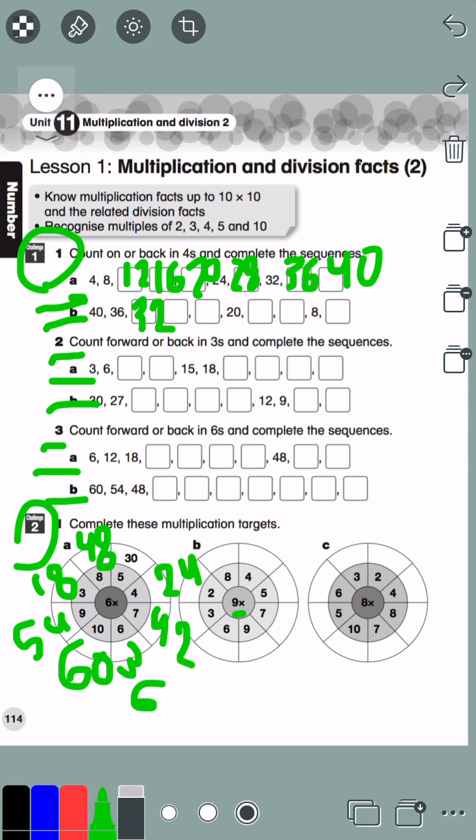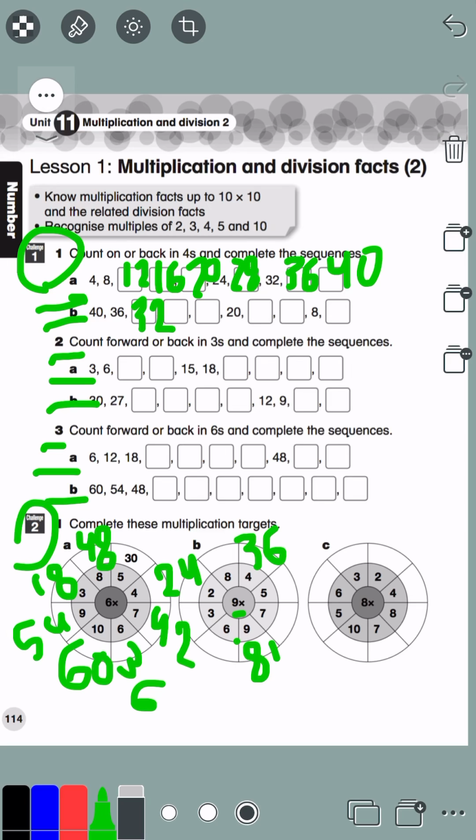Now, the 9 multiplication table has a golden rule. 9 times any number equals the number in tens minus the same number. So 9 times 4 equals 40 minus 4, that equals 36. 9 times 9 equals 90 minus 9, that equals 81.